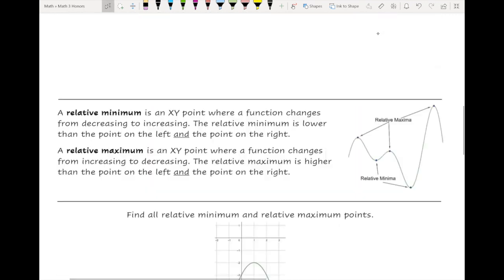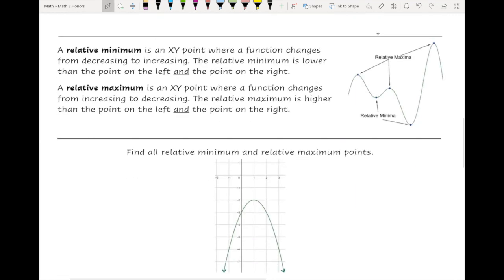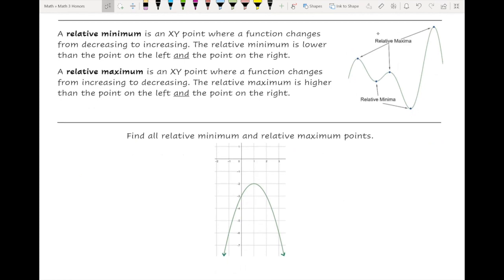All right, so those are some key features along with a relative minimum and a relative maximum. So again, let's take a look at their technical description and then we'll kind of tone it down a little bit. So a relative minimum is an xy point where a function changes from decreasing to increasing. The relative minimum is lower than the point on the left and the point on the right.